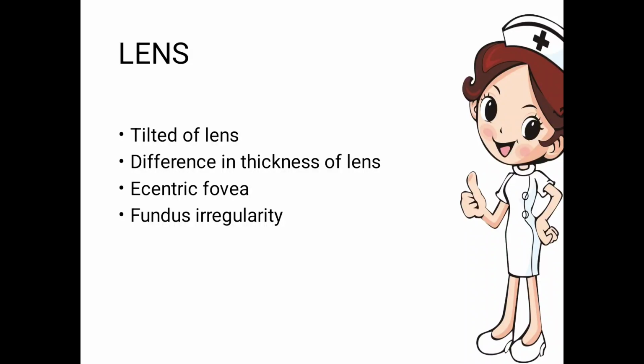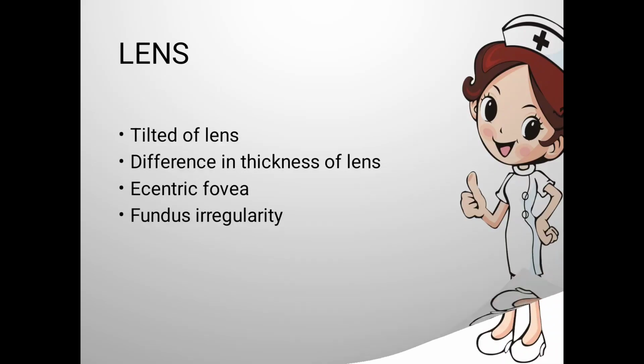Next one, what are the causes related to the lens? The lens may be tilted due to its position. The normal position of the lens will not be there, the lens will be tilted. Difference in the thickness of the lens, for example, if the refractive index changes or early cataract changes, so there is a difference in the thickness of the lens. Eccentric fovea: the fovea is not present at the center, it may be at a different position. Fundus irregularity: any irregularity in the fundus may be seen, and it leads to astigmatism also.